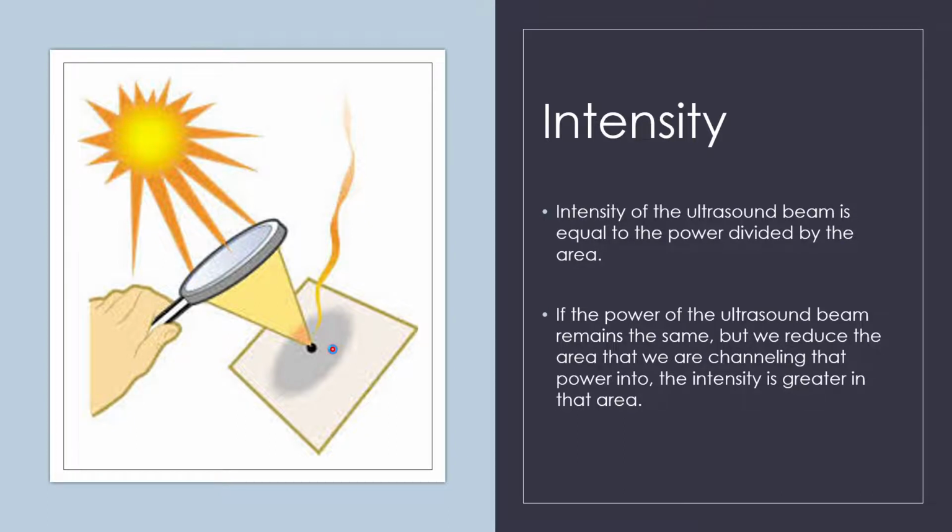So just a little brief introduction of the intensity of ultrasound beam. It is equal to the power divided by the area. So if the power of the ultrasound beam remains the same and we reduce the area that we're channeling that power into, then that means the intensity is greater in that area. So this is a lot of words that we're not used to dealing with.